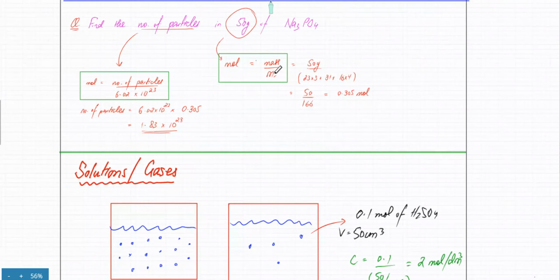For solutions or gases, there was a concept called concentration, which was number of particles per unit volume, moles per unit volume. There was concentration is moles over volume. Yeah, n is equal to c into v. If you make moles the subject of the equation, it's going to be concentration multiplied by volume. Okay. Anyways, there were all different ways of finding moles.